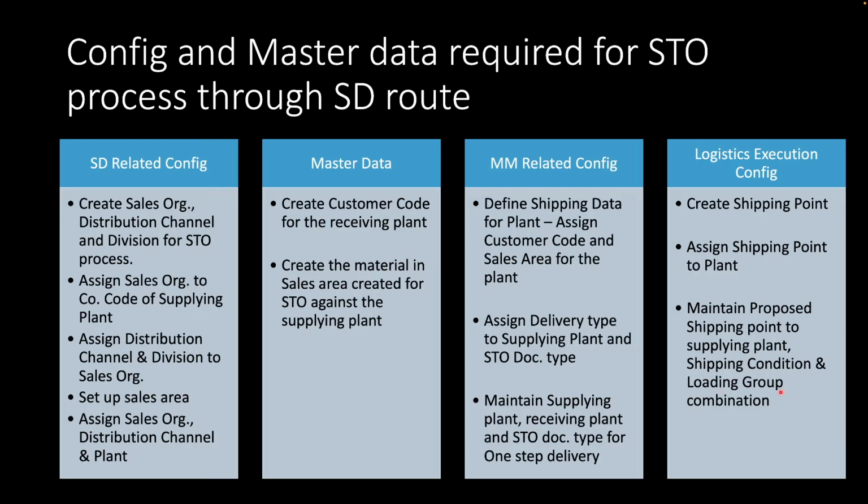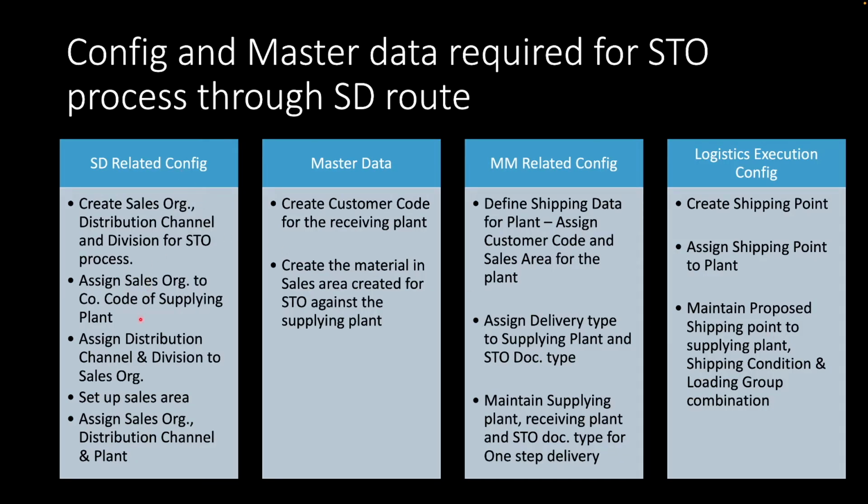So this loading group you will enter in the material master that you create for the sales area of the supplying plant. So you have a shipping condition in the customer code of the receiving plant, you have a loading group in the material master, and these two combined with the supplying plant will give you the proposed shipping point. So you can see here we have four factors here.